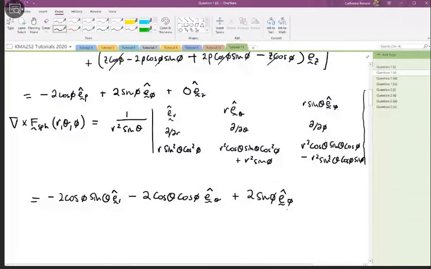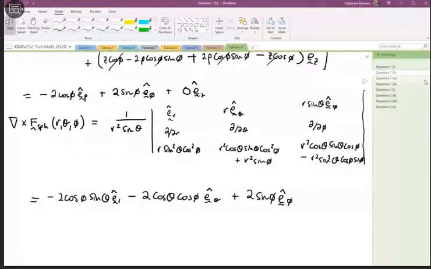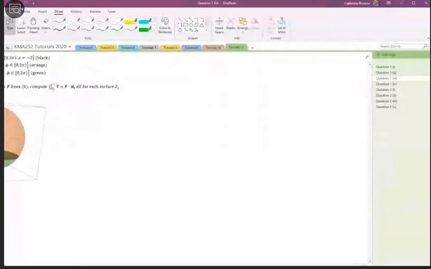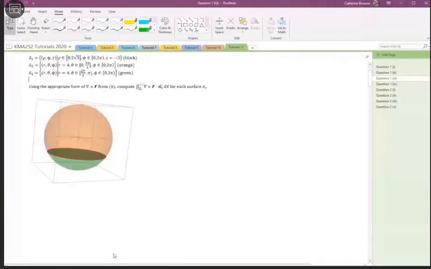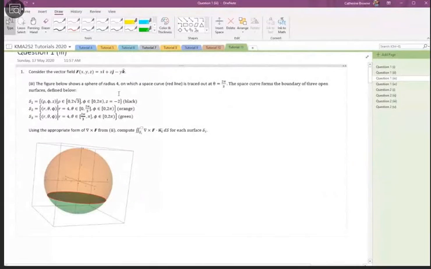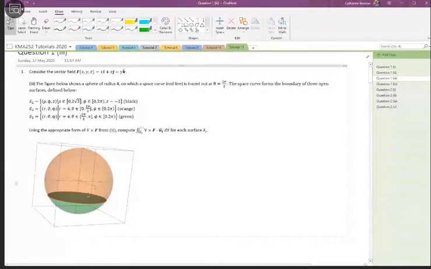Did anyone have any questions about that part of the question at all? I'll move on to part 3. And so now we want to use what we found for the curl to compute this integral over each of these surfaces, which I've defined below. I'm not going to do 3 surfaces, but I have sort of set out 3 surfaces anyway. So we've got a sphere of radius 4.